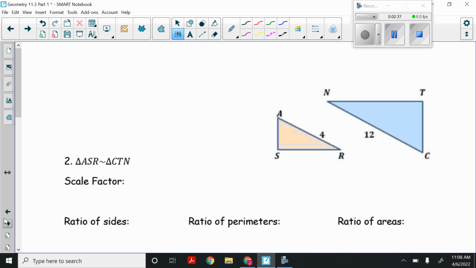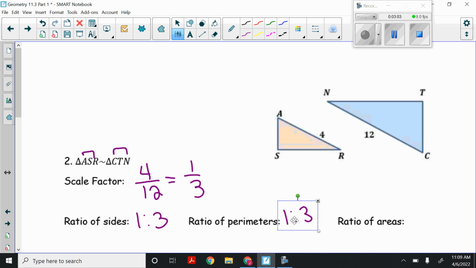All right, let's flip the paper over, try some more. So this time I have triangle ASR, similar to triangle CTN. We're at the scale factor, so here I see I have AR. So AR corresponds to CN. So my scale factor, 4 over 12, which reduces to 1 over 3. The ratio of the sides, 1 to 3. The ratio of the perimeters, 1 to 3. Ratio of perimeters and ratio of sides is always the same thing. It's the same thing as my scale factor. I just write it differently, right? The ratio of the areas, I square both of these numbers. So 1 squared is 1, 3 squared is 9.